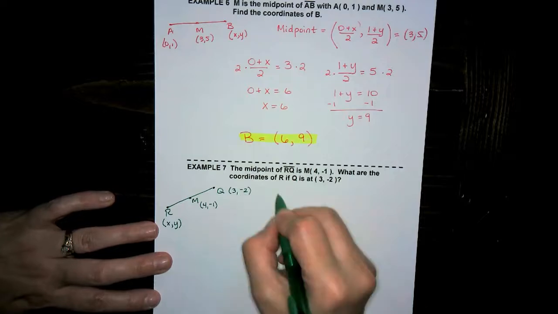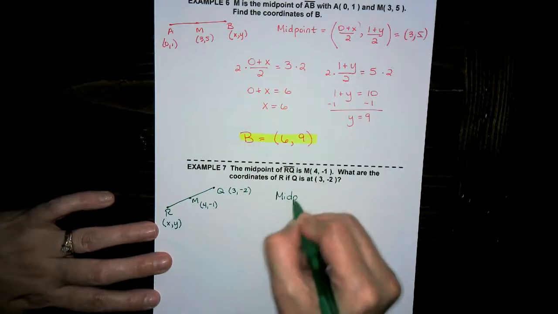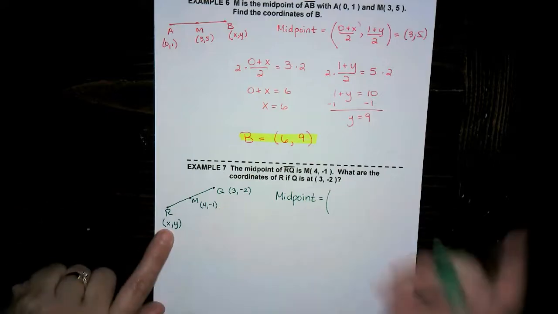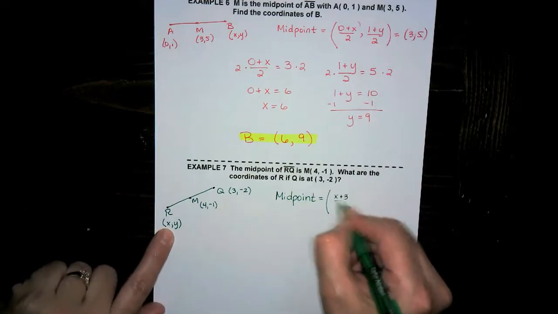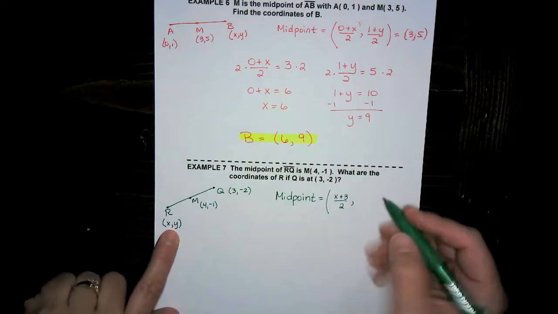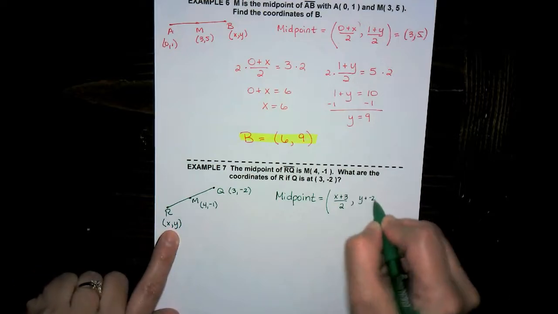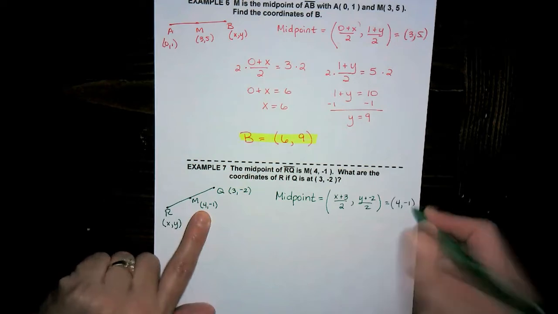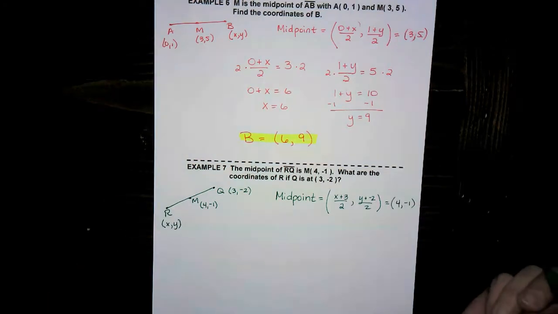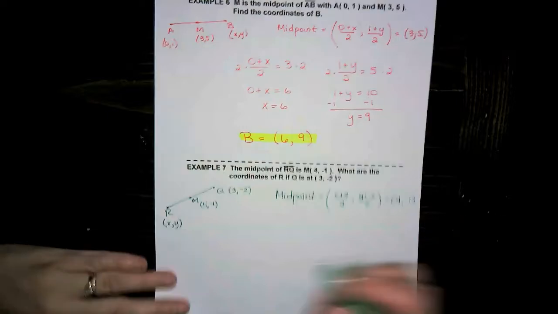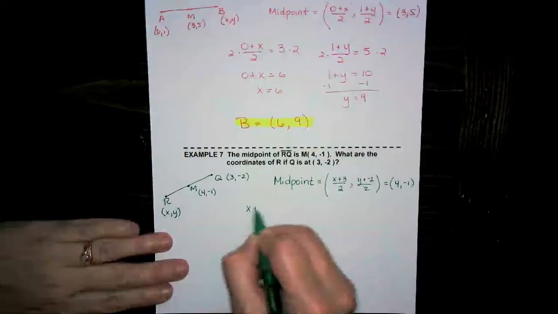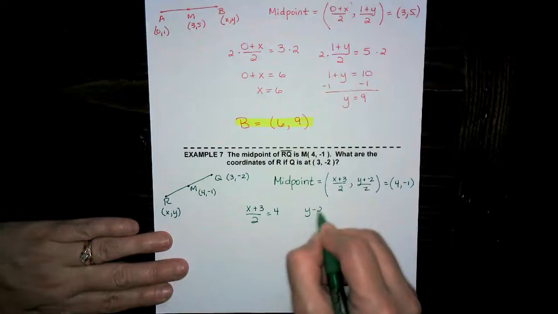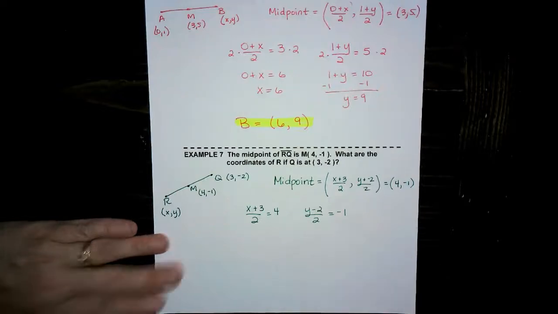Okay, so let's set up that midpoint formula. So we add the x's, x plus 3, and we divide by 2. And we add the y coordinates, y plus -2 divided by 2. And that's supposed to equal the midpoint, which is 4, -1. Okay, now break them apart into your two separate equations. So I've got x plus 3 divided by 2 equals 4. And I've got y minus 2 divided by 2 equals -1.